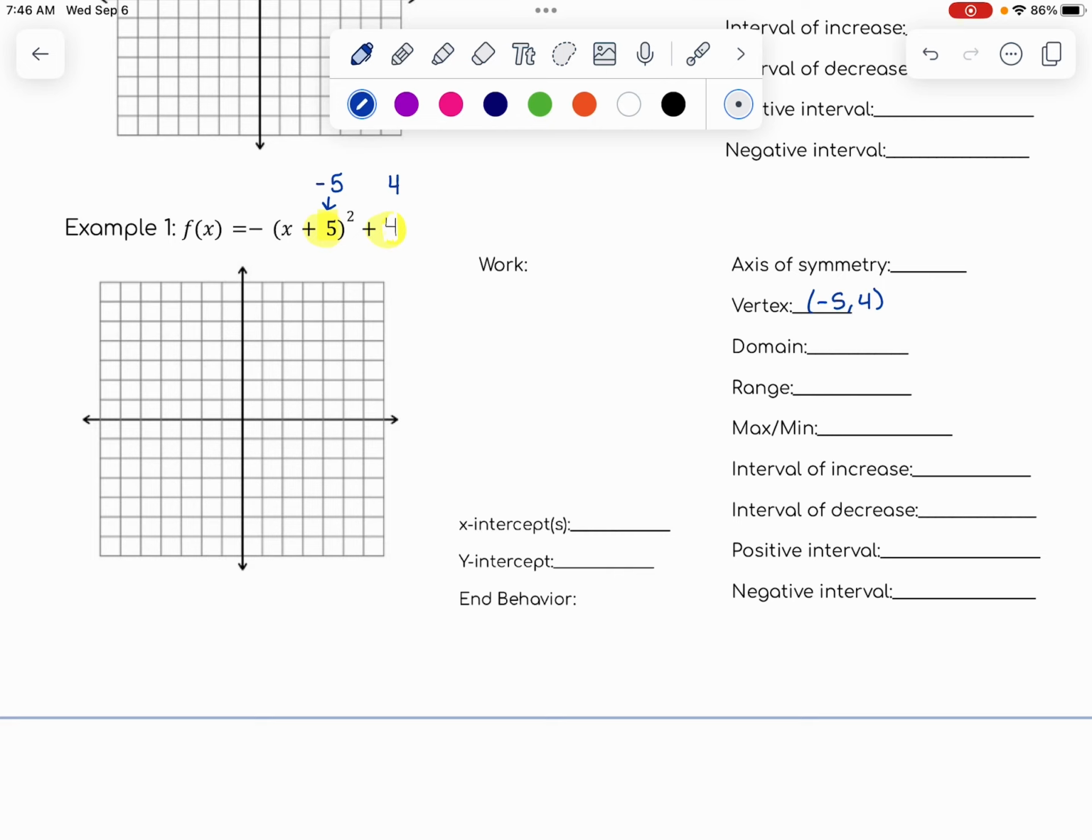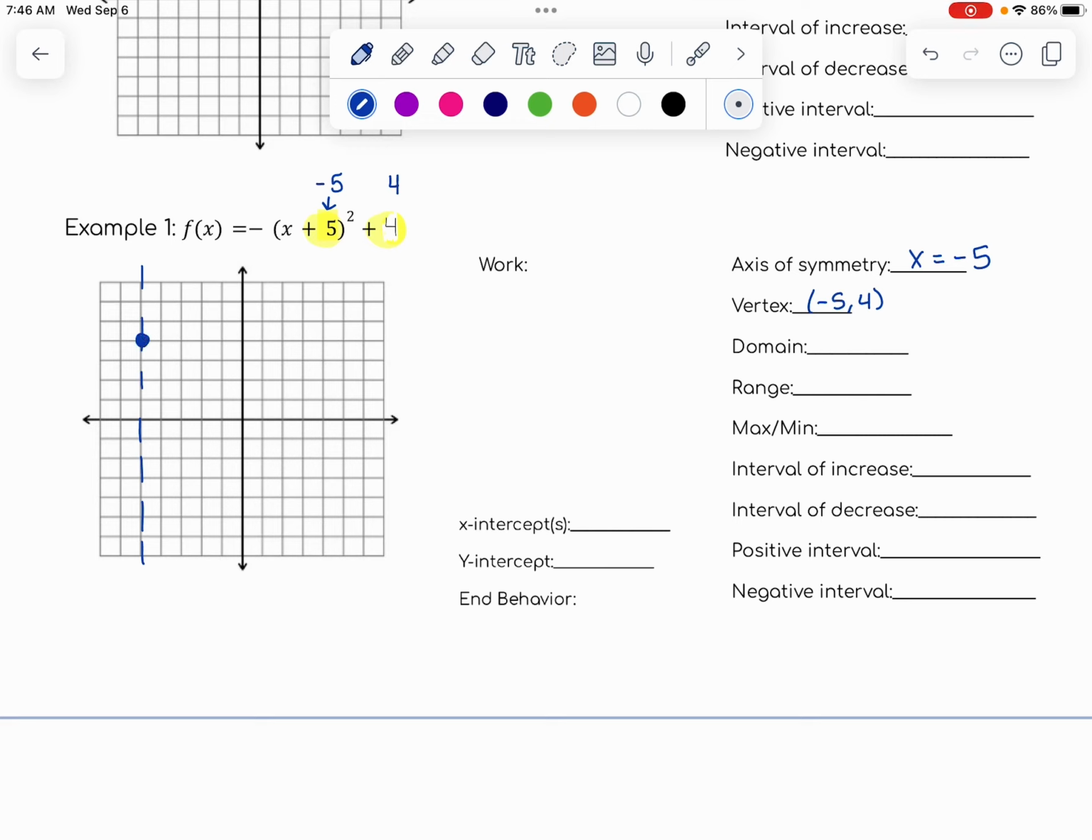That also gives us the axis of symmetry, because the axis of symmetry is at the x value of the vertex. So it's at x equals negative 5. So I'm ready to go ahead and plot this right here. Negative 5, we've got our axis of symmetry, and then the vertex at negative 5, 4. 1, 2, 3, 4.